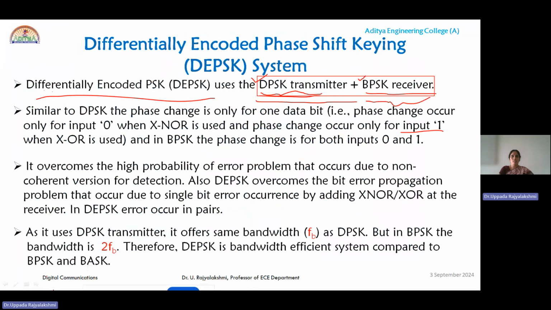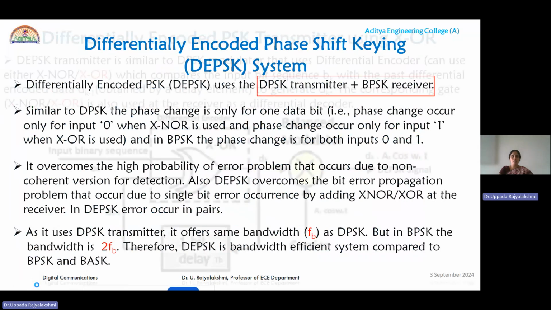Next, coming to the bandwidth, as I already said, the bandwidth is fb because the bandwidth for M-ary PSK is 2fb by N. Here N is 2. So that's why the bandwidth will be fb, which is half that of BPSK. So that is the advantage of DEPSK, similar to DPSK.